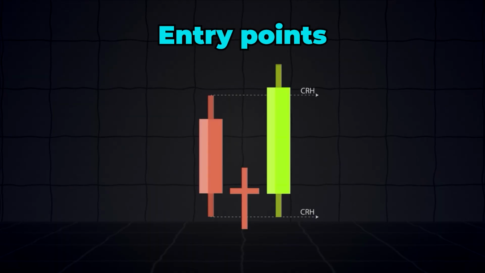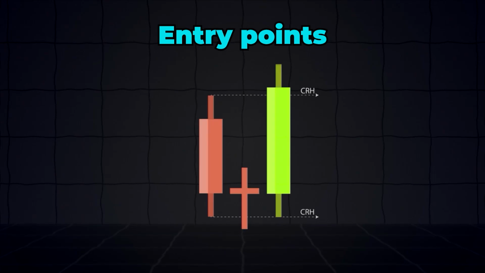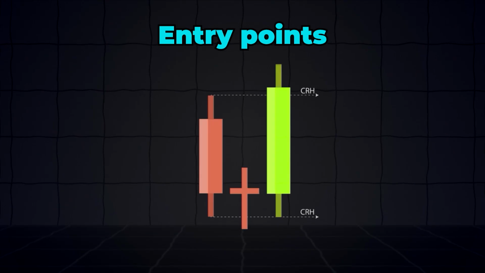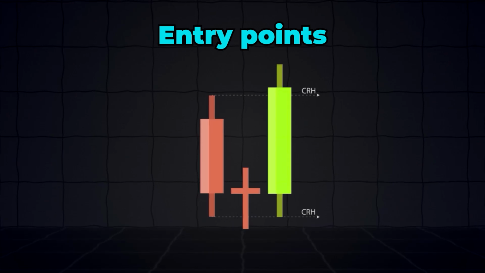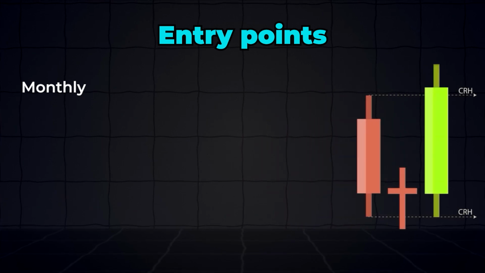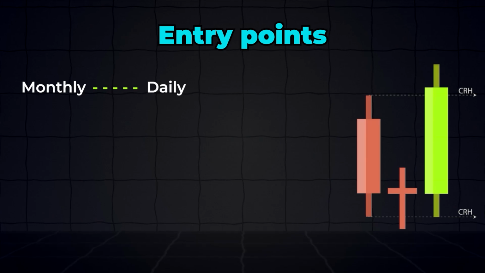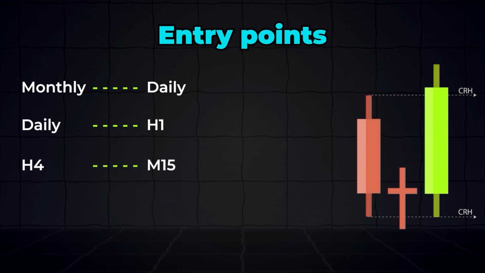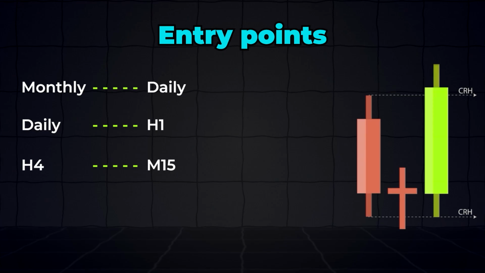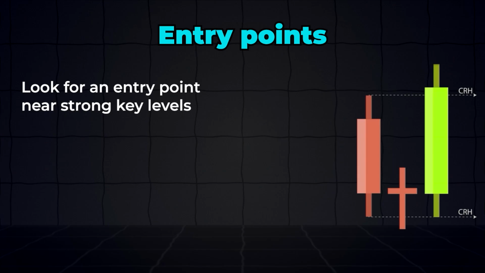CRT is essentially a mechanical method for simplifying your trading by providing clear steps for entering trades. When applying these rules in practice, it's crucial to consider timeframes. For example, if you spot a CRT pattern on the monthly chart, you should use the daily time frame for your entry. For daily charts, switch to the hourly time frame, while for the 4-hour chart, the 15-minute time frame works best for entries. More importantly, you need to look for CRT patterns around key levels rather than in random areas on the chart.